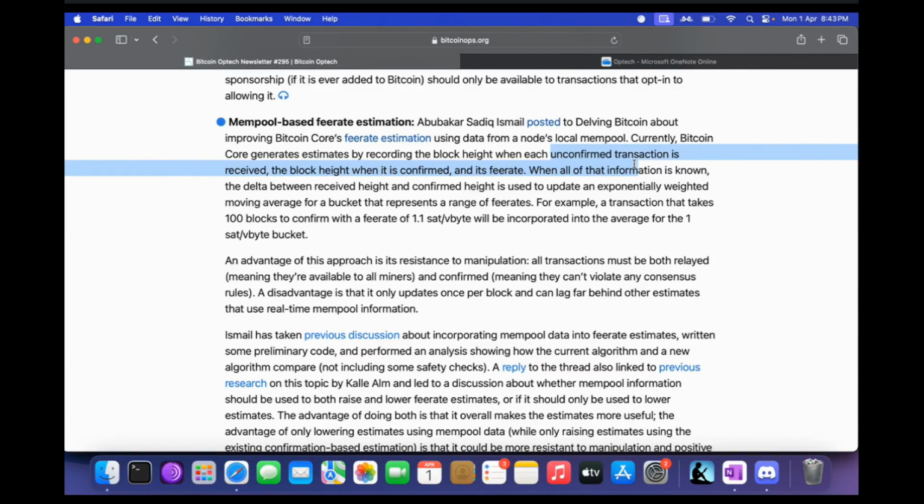Okay, but this is based on the blocks that are already mined. And here there's a proposal to utilize the current state or the live state of the mempool instead of referring to the previously mined blocks, to improve and enhance and make Bitcoin Core's fee rate estimation more precise.